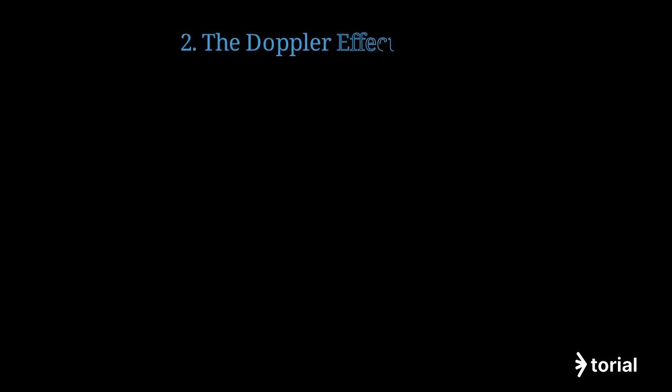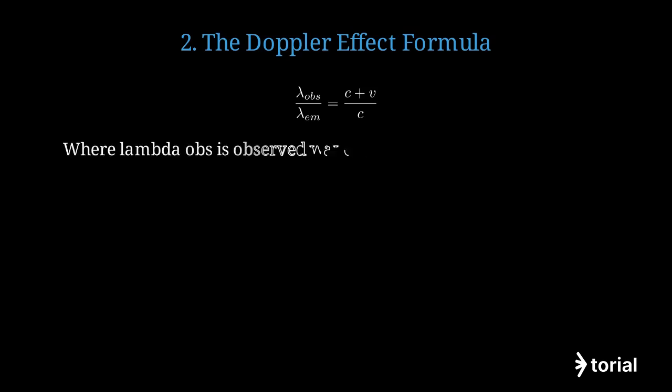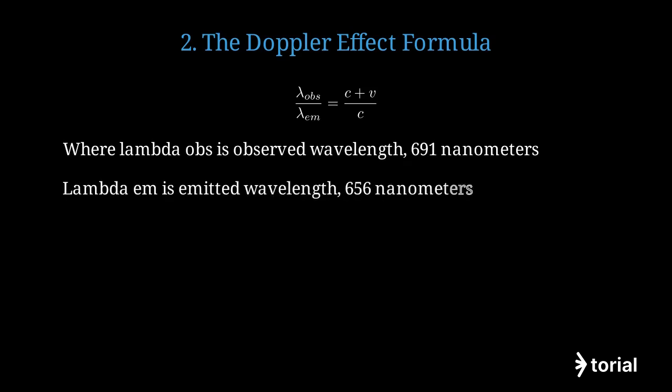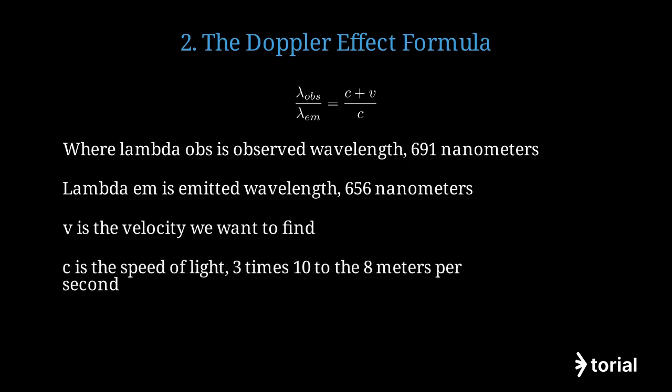We'll use the Doppler effect formula for light to solve this problem. The Doppler formula relates observed wavelength to emitted wavelength: lambda observed over lambda emitted equals (c plus v) over c. Lambda observed is the wavelength we observe from the galaxy, which is 691 nanometers. Lambda emitted is the wavelength the hydrogen actually produces, 656 nanometers. v is the velocity of the galaxy that we're trying to find. And c is the speed of light, 3 times 10 to the 8 meters per second.